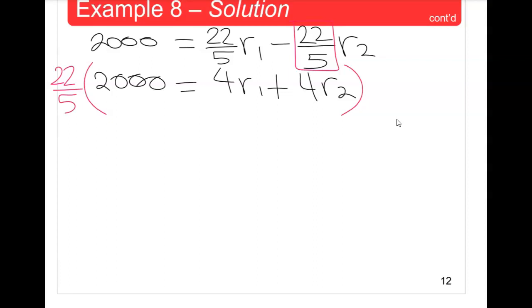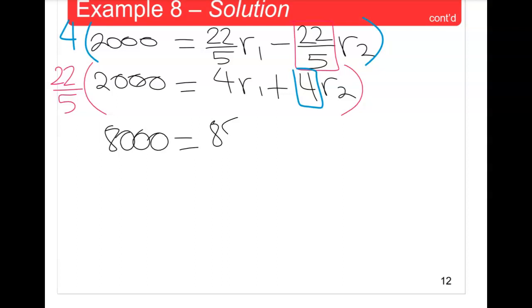And then I'm going to do the same with this one. I'm going to take the 4 and multiply the first equation by 4. So I'm going to go ahead and distribute the 4. 4 times 2,000 is going to equal 8,000. And then 4 times 22 over 5, that's 4 times 22, so it's going to be 88 fifths r sub 1. And then 4 times negative 22 over 5 is going to be negative 88 fifths of r sub 2.